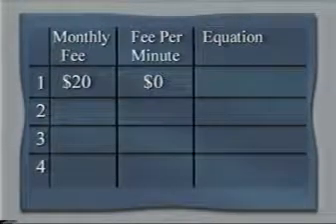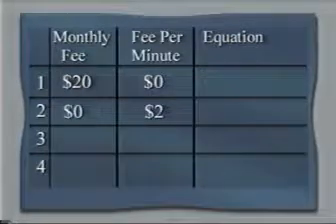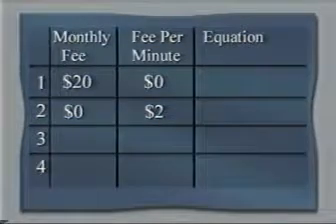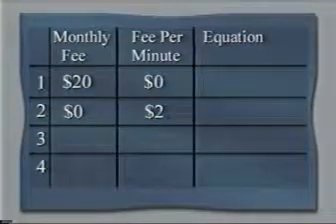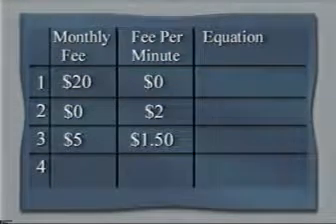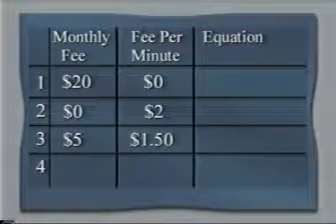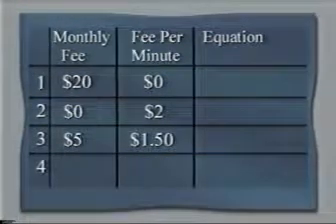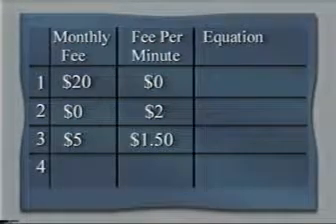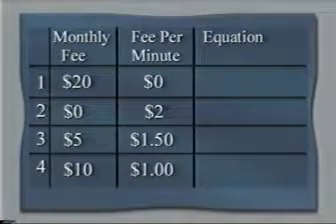You can have a $2 per minute charge with no monthly charge. So if you don't use anything, you pay nothing, and each minute you use, it costs you $2. A third plan would be $1.50 per minute and a $5 monthly charge. So basically if you have no usage, it still costs you $5. And the last plan is $1 per minute with $10 in monthly charges.